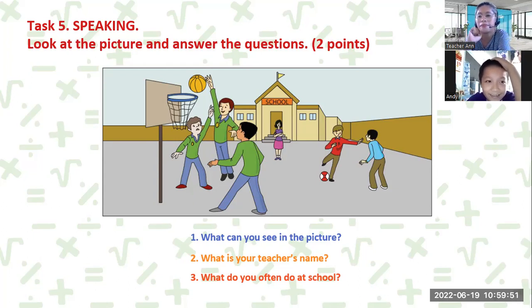What is your teacher's name? Her name is? Her name is? The teacher, your teacher in the school. The name of the teacher is Teacher Anne? Is Teacher Anne? Okay. Andy? Yes. Okay. What do you often do at school? Or after the class, what do you do, Andy? After class, what do you do? Yeah, in the school, what do you do after class?